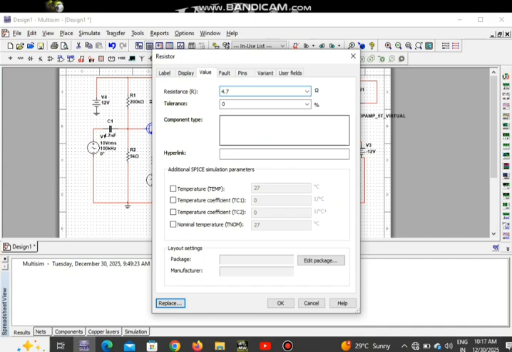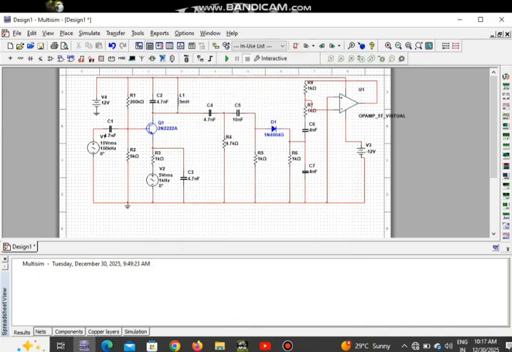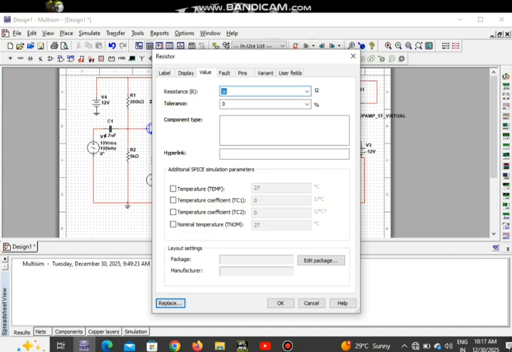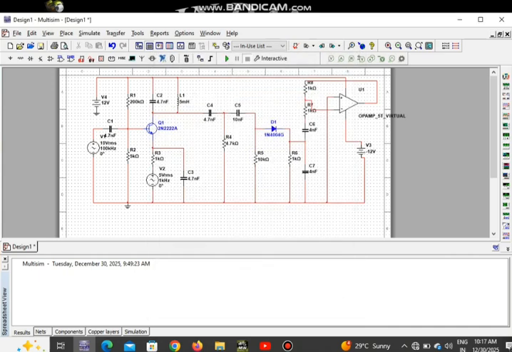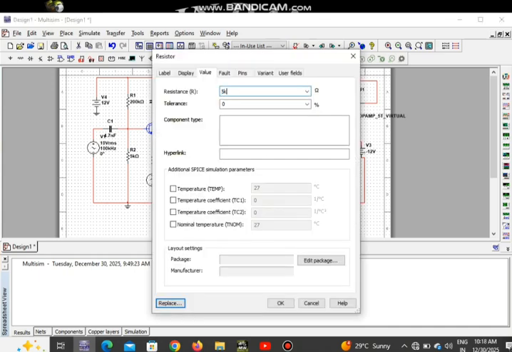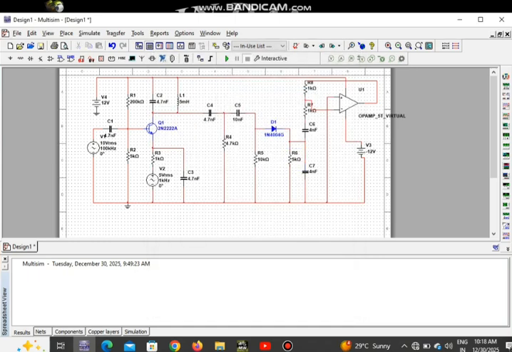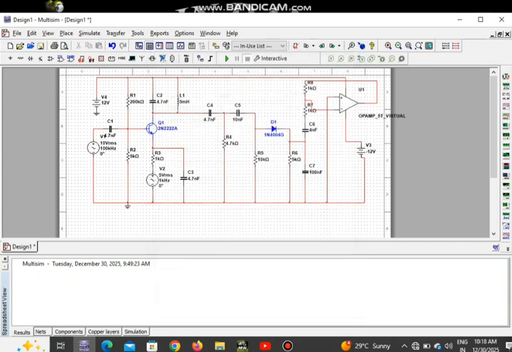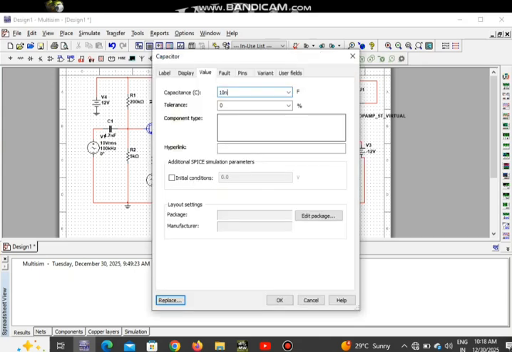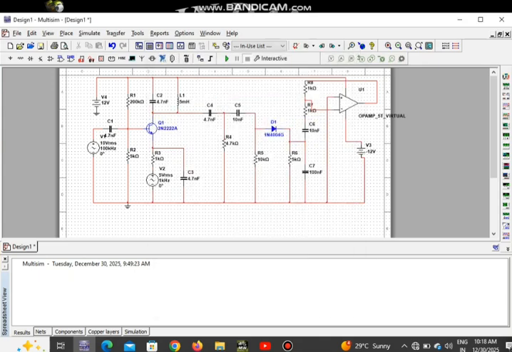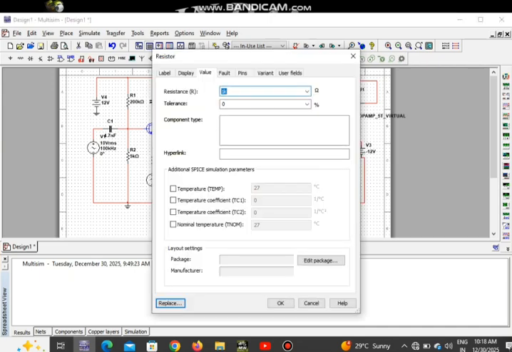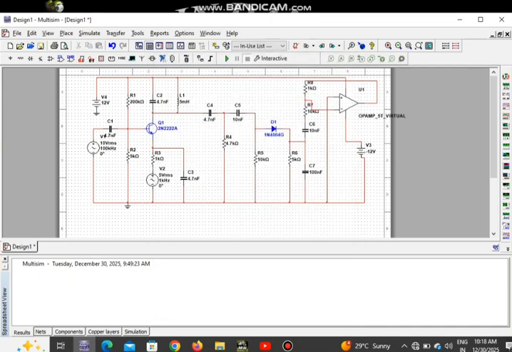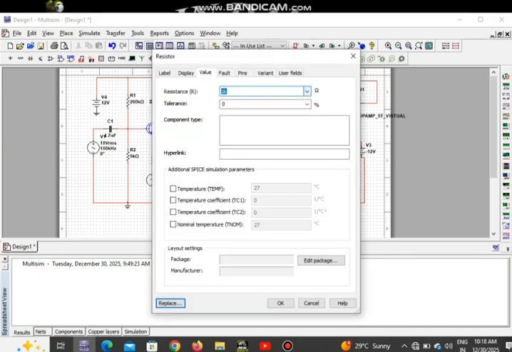R4 value is 4.7 kilo ohm. R5 value is 10 kilo ohm. R6 value is 5 kilo ohm. C7 value is 100 nanofarad. C8 value is 10 nanofarad. R7 value is 10 kilo ohm. R8 value is 300 kilo ohm.